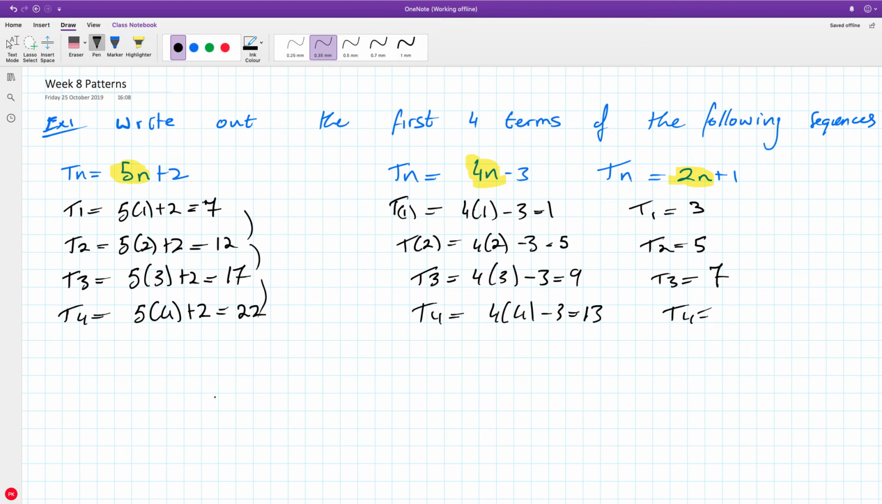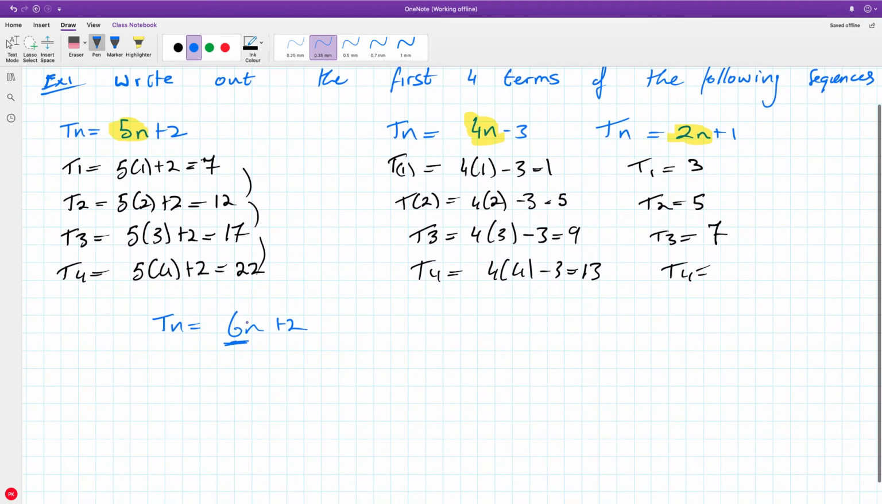So, for example, if I had Tn is equal to 4n minus 3. Oops, don't use the same one that's on the board, Paddy. Tn is equal to 6n plus 2. What are the numbers underneath that are going to go up by each time? 6. Alright, because it's going to go up by 6, because it's 6n.